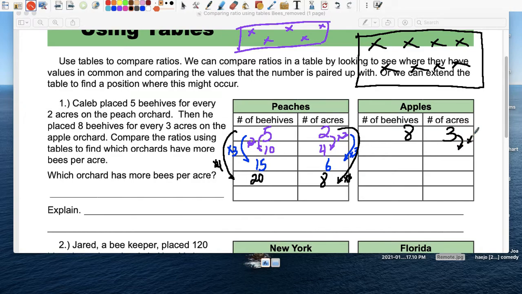Times 2, 6, times 2, 16. We'll do one more. Times 3. 3 times 3 is 9. And then 8 por 3 is 24. Okay, and we can stop. I can show you. No se necesita hacer. So look, there's a 6 here and 16. And there's 6 here and a 15.